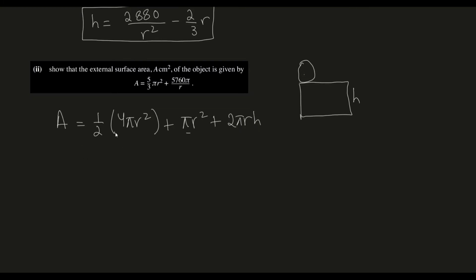Over here I can divide 4 by 2, so we will have 2π r square, and we have π r square over here, so we can just sum this up. So this will be 3π r square plus 2π r h. Now in the previous part, we expressed h in terms of r, so we can substitute it over here. So this will be 2880 over r square minus 2 over 3 r.